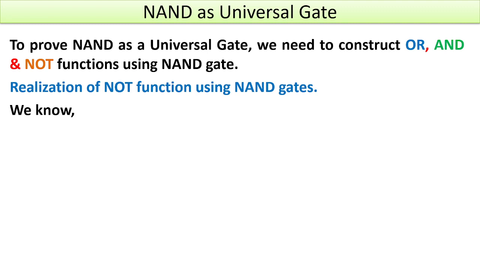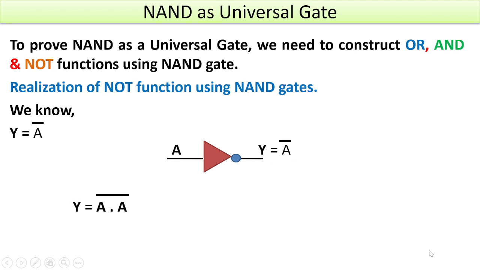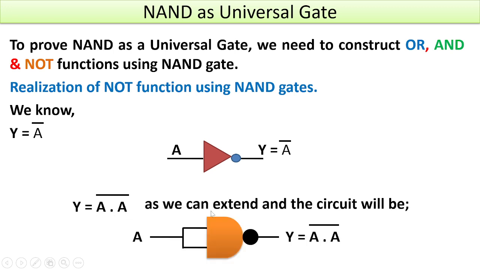So first of all, we need to get the expression of a NOT function. Let us assume y to be the output, and A is the input. As per the symbolic representation, this is the input, this is the output, and this is the Boolean expression. To implement this, we will have to take a NAND gate, tie both the inputs together, and denote that as A, and the output will be (A and A) whole bar.